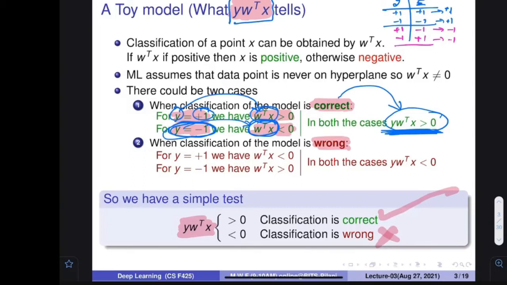Make sense? Okay. All the database is given to you. For every data item, you find out the value of y W transpose X, and if it is positive, then you need not do anything. If it is negative, it means there is a wrong classification. Use that example to modify the values of W. It is fine. Any questions?